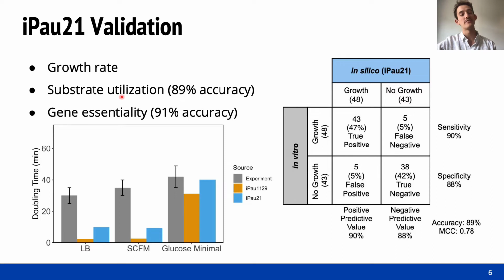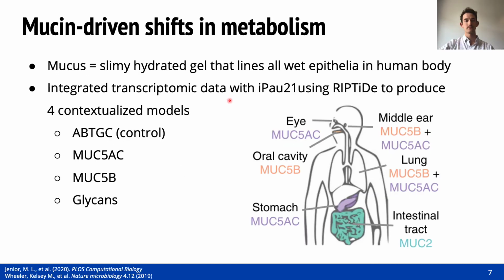Another prediction that we used for validation was substrate utilization. So here we performed in vitro growth screens on all these different carbon sources to see whether or not Pseudomonas was able to grow on them. Of the 91, we saw that in 48 cases, Pseudomonas was able to grow, and the other 43 it was not. And then we compared that to the growth predictions by our model. And you can see that overall, we end up with 89% accuracy. We also compared our gene essentiality predictions to an experimental data set, and we got 91% accuracy.